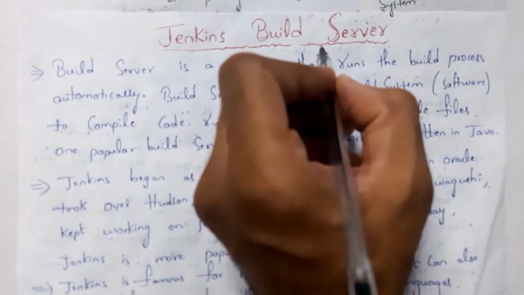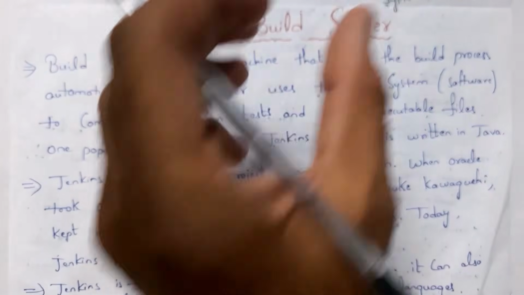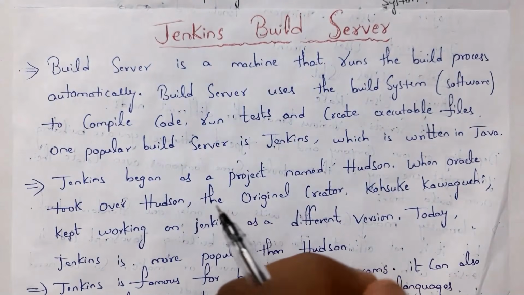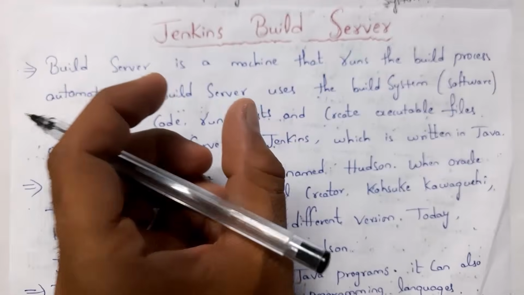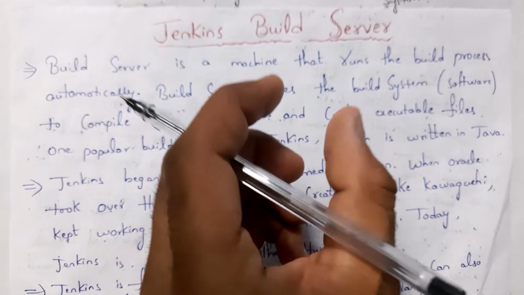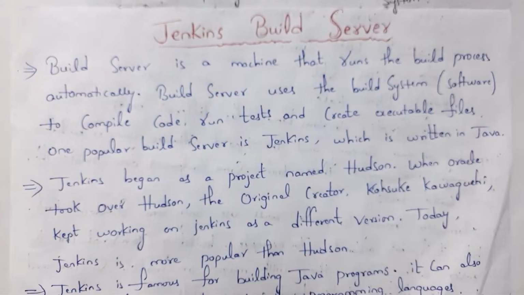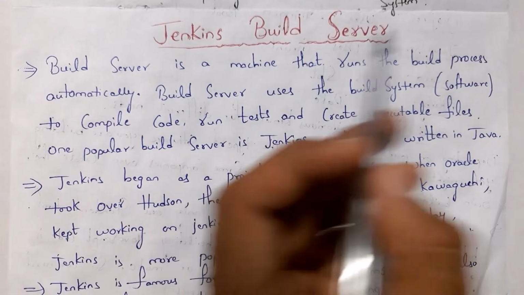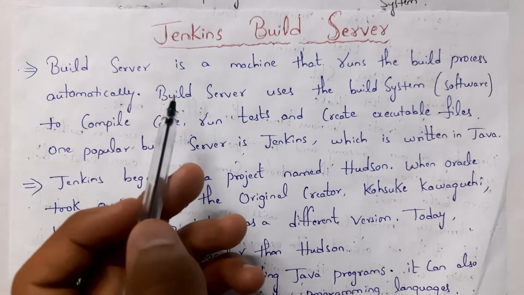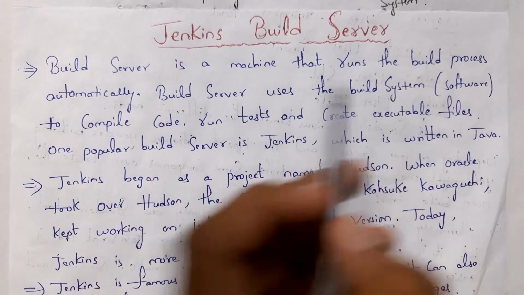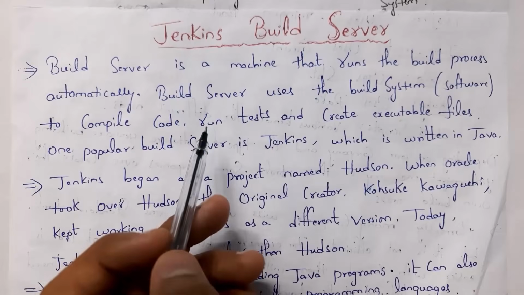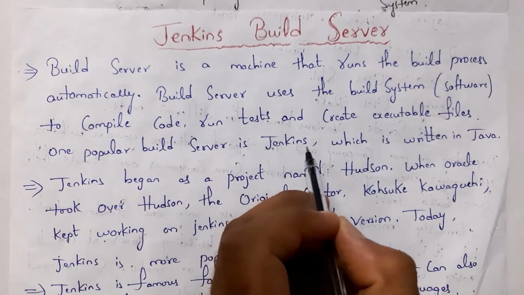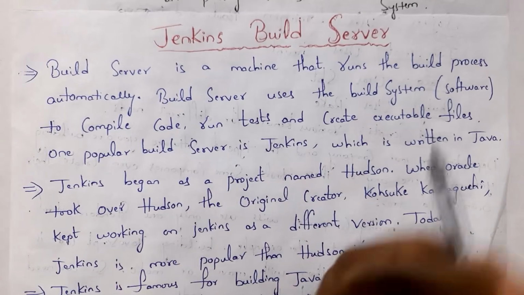Next I will explain what is Jenkins build server. Guys, build system is nothing but a software, whereas build server means it is a computer, that is, a system. If you want to build any project, then you need to install build system software in your build server. So build server is a machine, a computer that runs the build process automatically. Build server uses the build system software to compile code, to test code, and as well as to create executable files. So one of the popular build servers is Jenkins, and this Jenkins is written in Java.